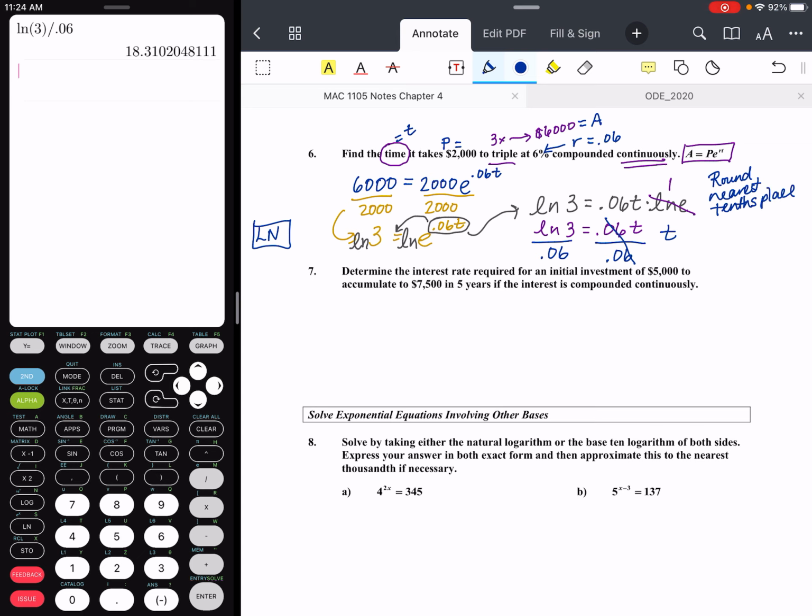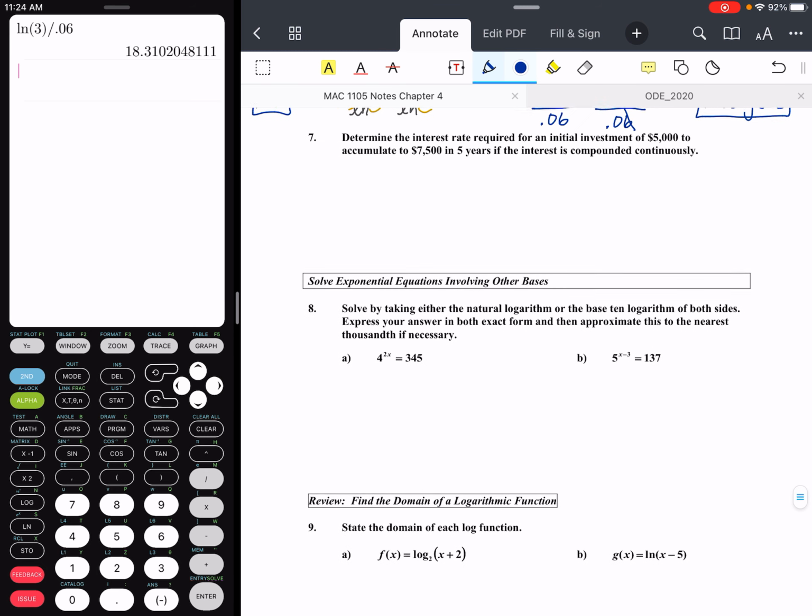Something like that. All right, so time is approximately 18.3 years. Remember that the PERT formula always gives us years. Time is in years, so our result will still be in years.